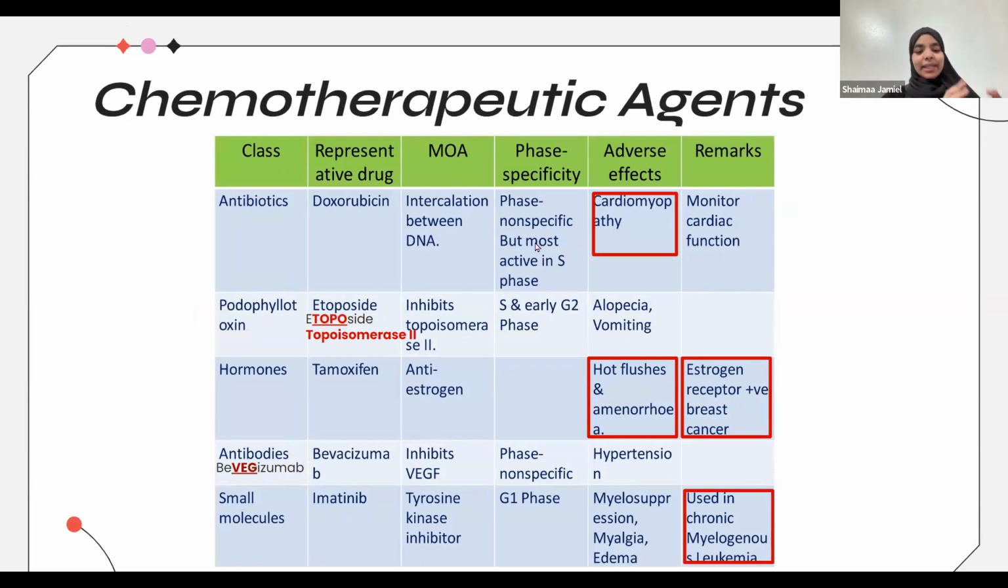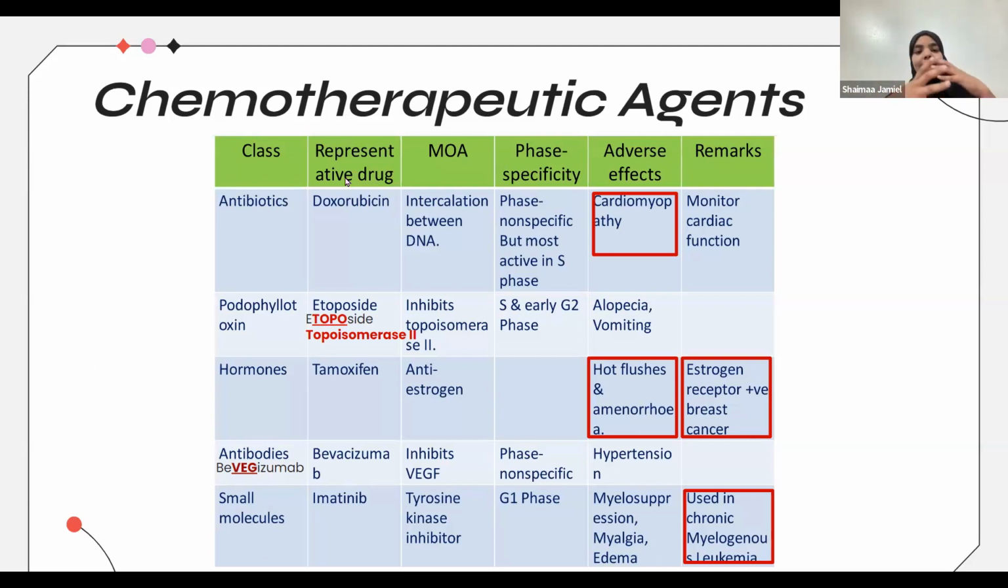Now we have the last 5 classes. First one is antibiotics, because it was derived from some streptomyces species anyhow. So doxorubicin is the drug. And doxorubicin causes basically intercalation between the DNA, which is usually not phase specific because the DNA is always there and you can intercalate it.